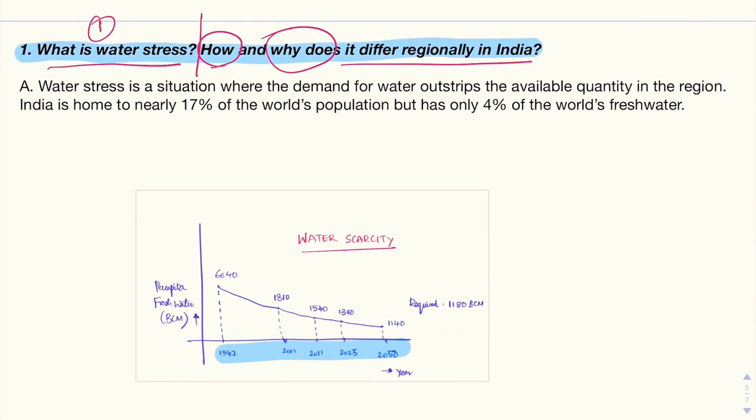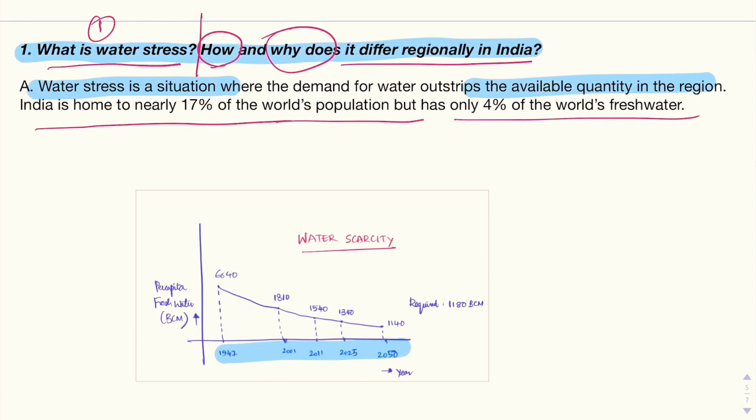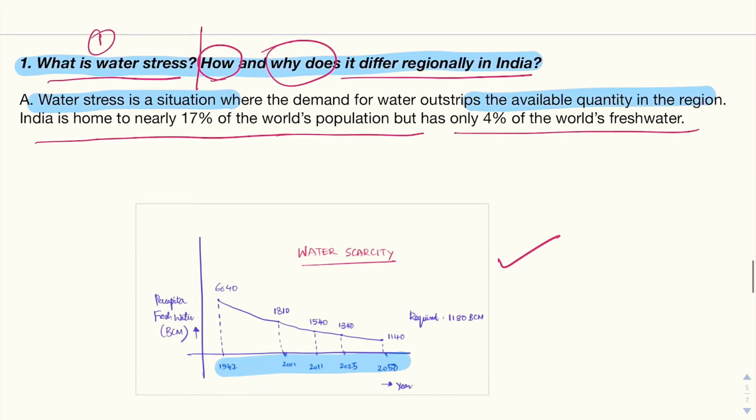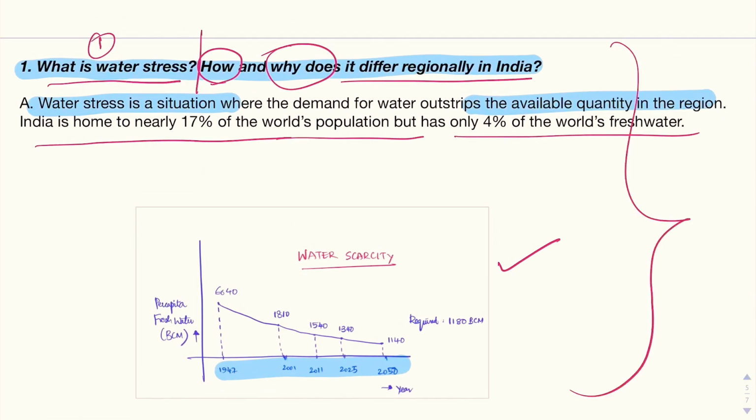So you start the answer by defining what is water stress. So you say water stress is a situation where the demand for water outstrips the available quantity in the region. For India, you can also throw in a statistic that says India is home to nearly 17% of world's population but has only 4% of the world's fresh water. Also add a chart that shows the declining per capita fresh water from 1947 to 2020 and the projected figures of 2050.